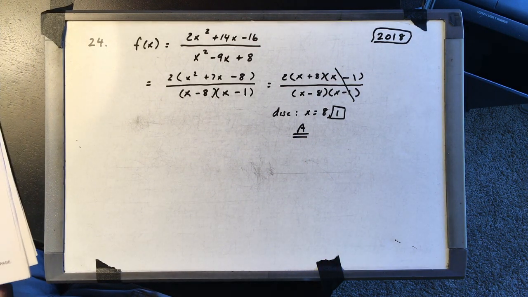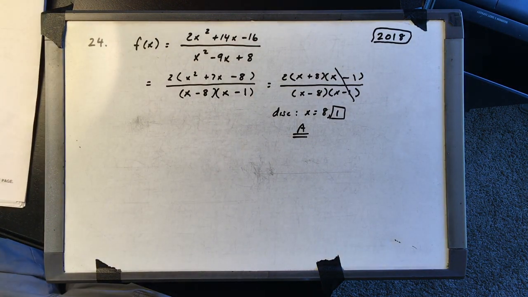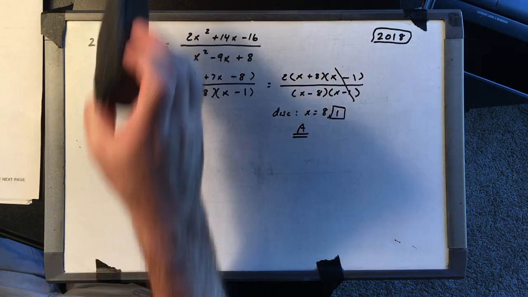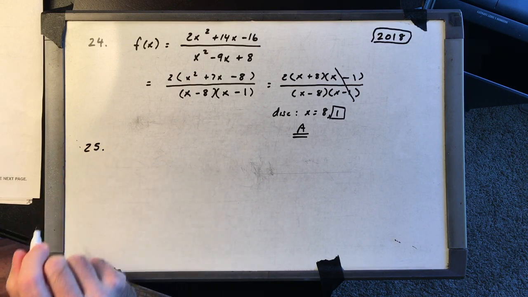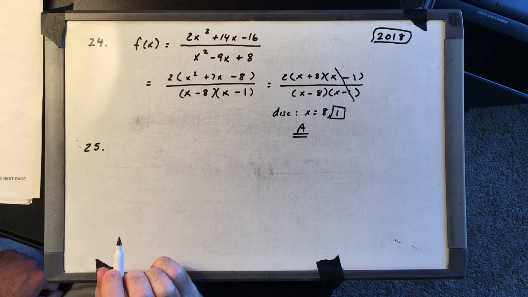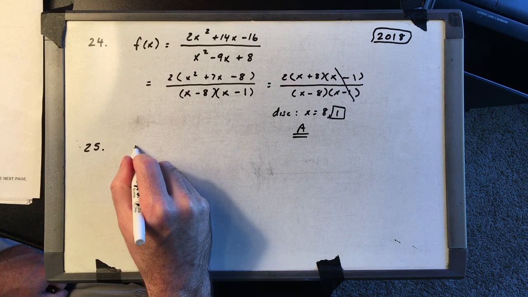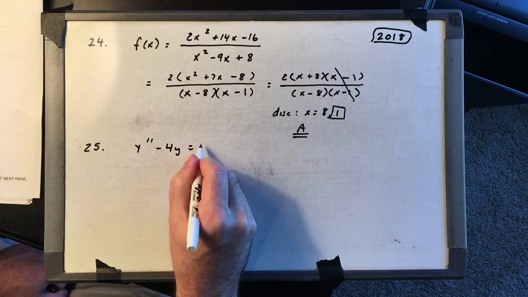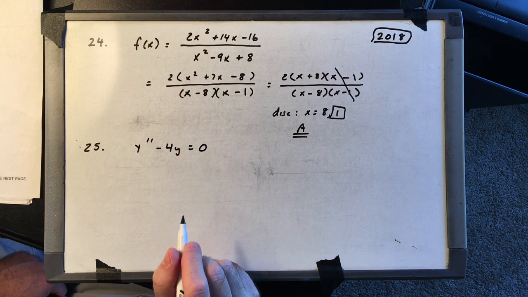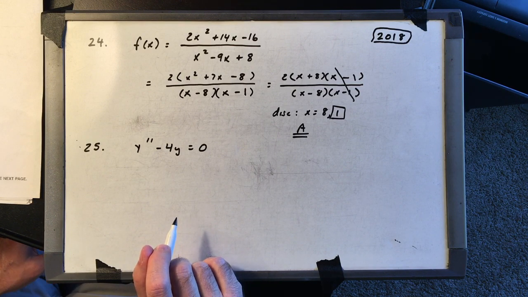We haven't done that in a long time, not since the early part of chapter 2, but it's really not too hard. Okay, let's flip the page. I think I have room to put number 25 on here. Which of the following is the solution to the differential equation y double prime minus 4y equals 0? What you have to do is go through each one of the options, find y double prime, and see which one works.